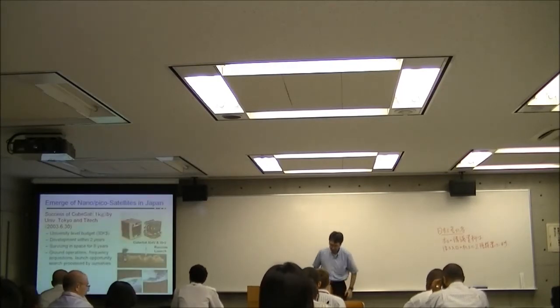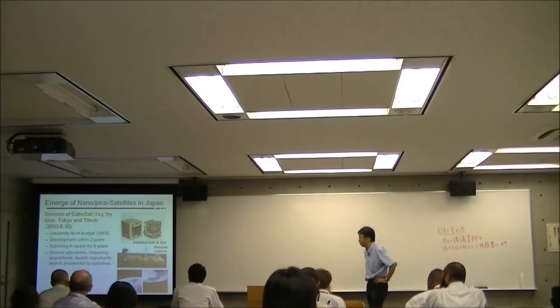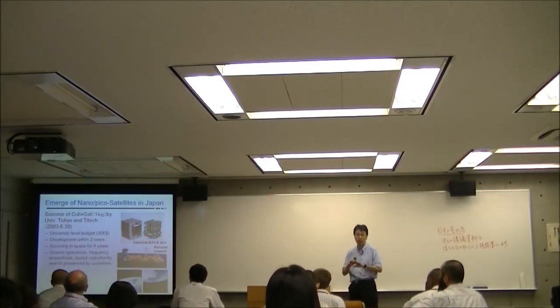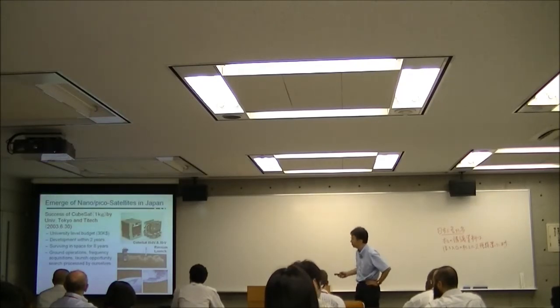The nano-pico satellite movement in Japan began when the University of Tokyo and the Tokyo Institute of Technology succeeded in launching their first CubeSats, the first CubeSats in the world, in space. This is the University of Tokyo's CubeSat called XI-IV. It is a 1 kilogram, 10 centimeter cubic satellite.